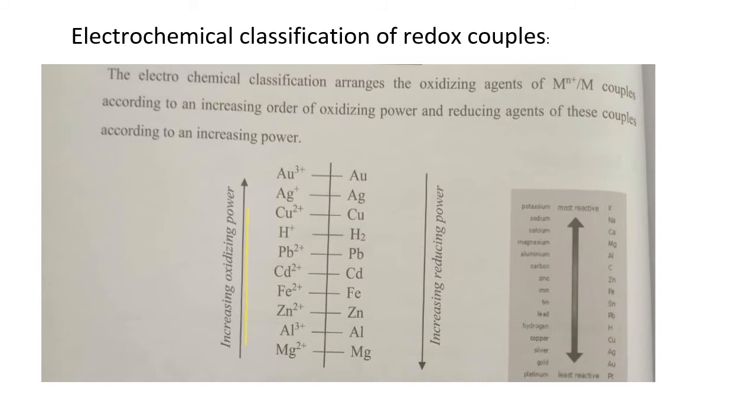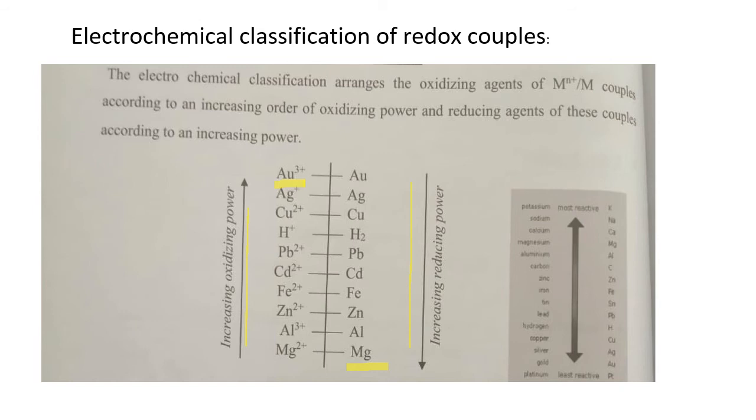While in the second part of the axis, we are moving downwards, increasing reducing power. It means as I move downward, the reducing power increases. It means Mg has the highest reducing power, while Au3+ has the highest oxidizing power. This is because we are working with reactive elements. We want to know which two elements are reacting together, which metal with which ion will react and form a reaction.